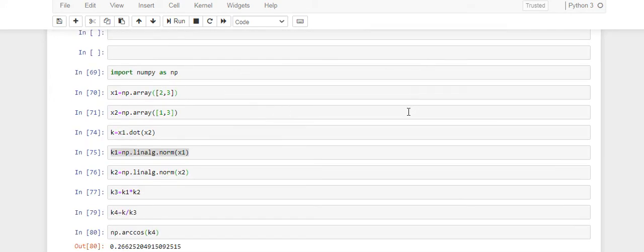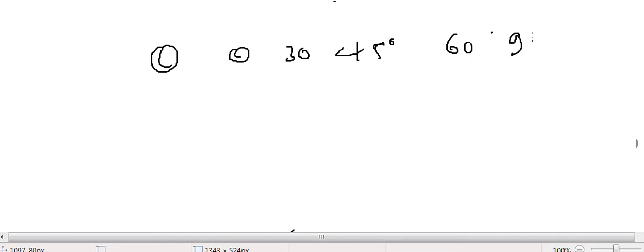Okay, let's go to our notebook again and calculate how we can check the angle. Let's calculate the angle. Suppose this is theta, this is the angle. Suppose this is 0 degree, then 30 degree, then 45 degree, then 60 degree, then 90 degree.